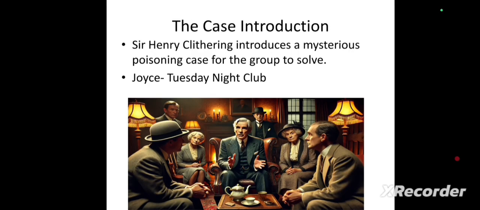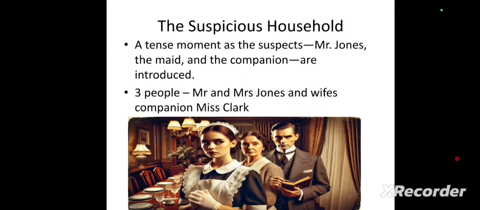The case introduction. After several talks, they are introduced to the mysterious poisoning case by Sir Henry Clithering. As we know, he is a former commissioner, and Mr. Joyce is saying that since they are solving mysteries, it can be named a Tuesday Night Club.